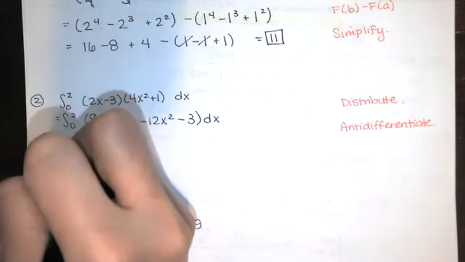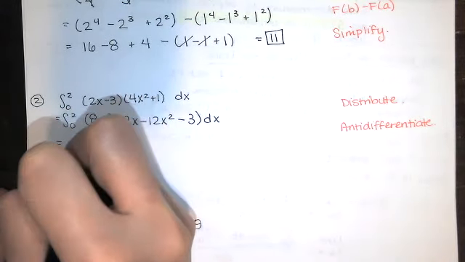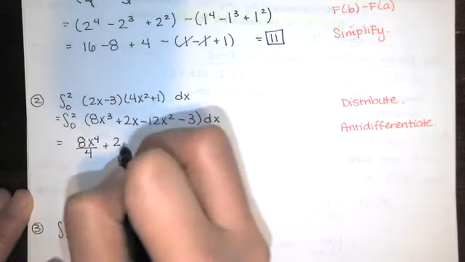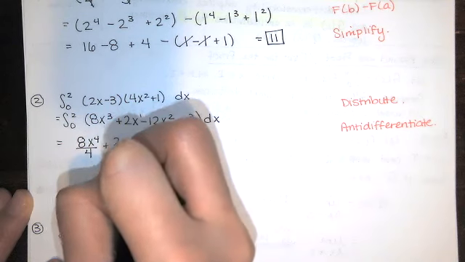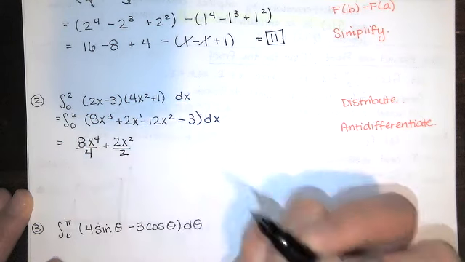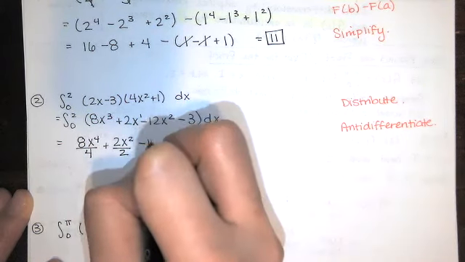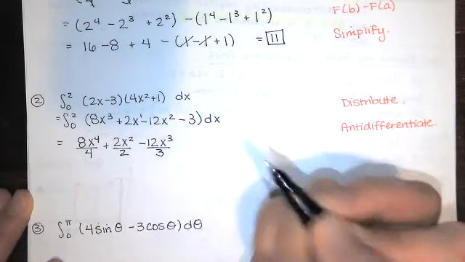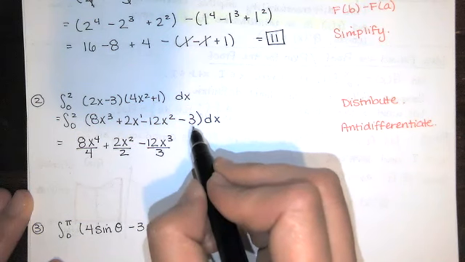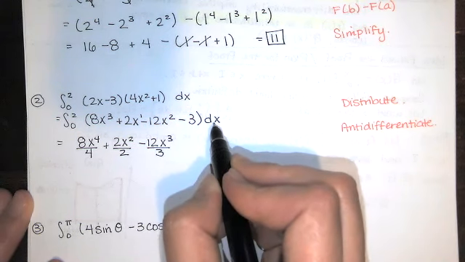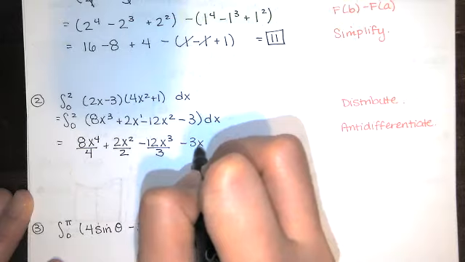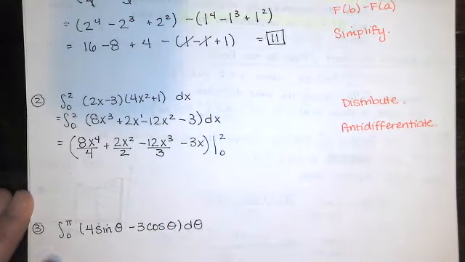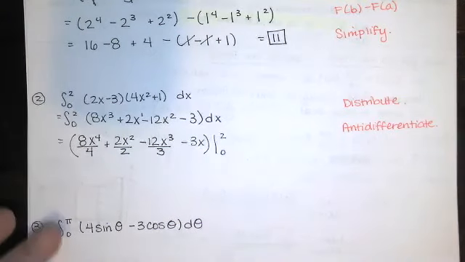So I bring my 8 down, then I add 1 to the exponent and divide by the new exponent. Then I bring my constant 2 down. There's a 1 there. We add 1 to the exponent and divide by the new exponent. Bring our negative 12 down, add 1 to the exponent and divide by the new exponent. Antiderivative of a constant is the constant times your variable of integration, which in this case is x. That's our antiderivative. We're going to substitute 0 and 2 and subtract.